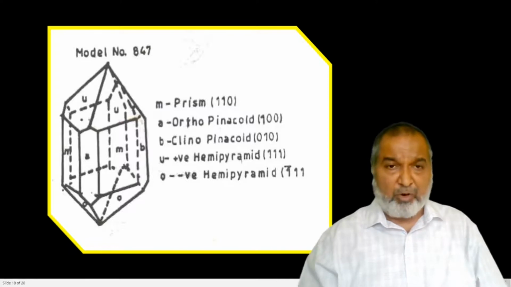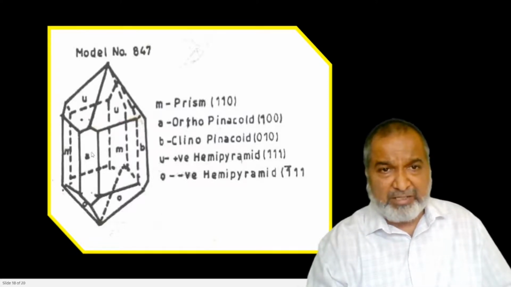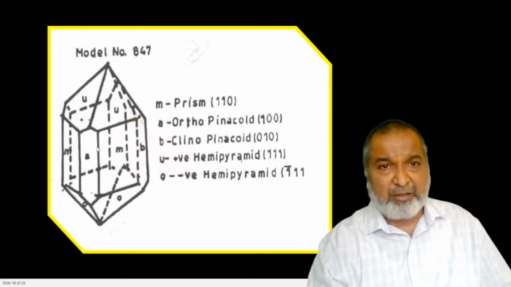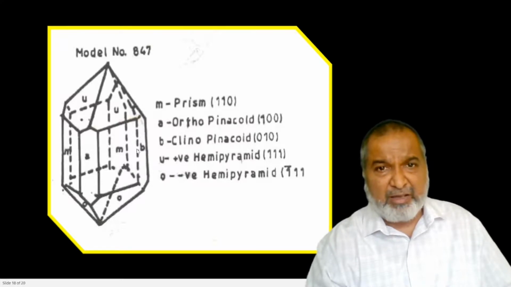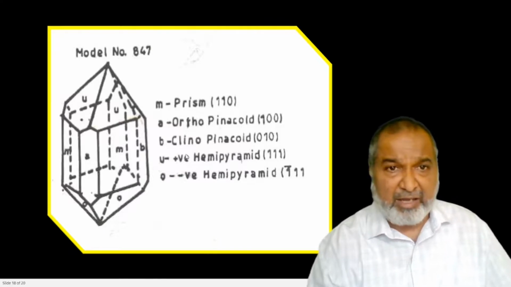Model 847. You can see now the front pinacoid is there. The side pinacoid is also there. Then the prism is there. Yes, so here we got the prism. Then the side pinacoid, the clinopinacoid, will be there. Then we have the hemi-pyramid.